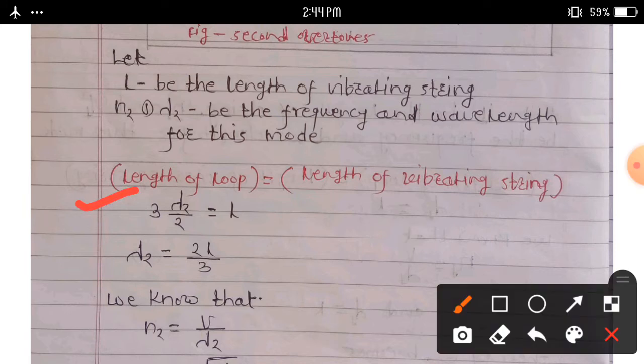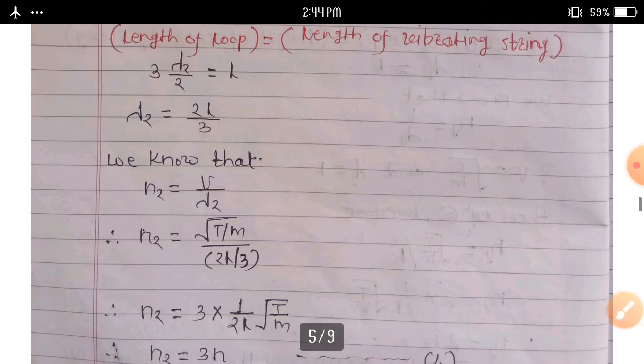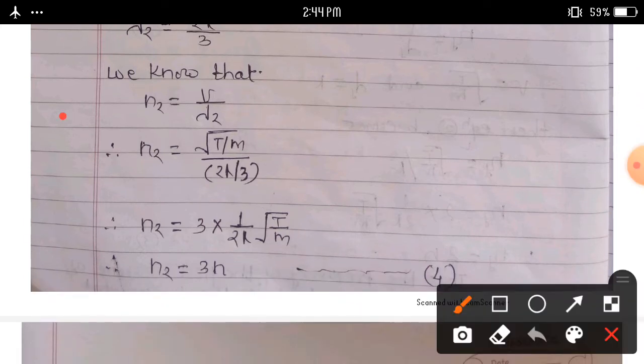Then length of loop is equal to length of vibrating string. This becomes 3 lambda 2 by 2 is equal to small l. Then lambda 2 is equal to twice l upon 3. We know that n2 is equal to v upon lambda 2. Then n2 is equal to square root of T upon m upon twice l by 3.